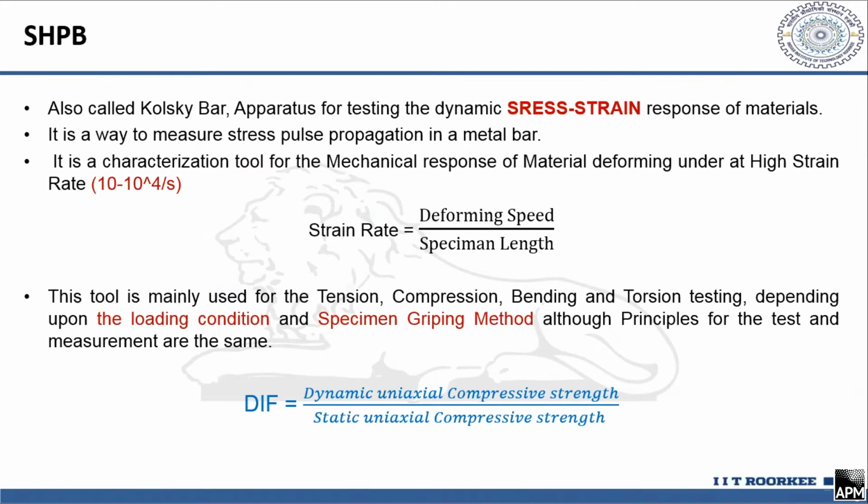Here the strain rate can also be explained as the ratio of the deforming speed of the specimen divided by the specimen length. This tool is mainly used for tension, compression, bending, and torsion testing, depending upon the loading condition and the specimen gripping method, although the principles for the test measurement are the same. Here the parameter that we will calculate is the DIF. DIF is called the dynamic increase factor, which is the ratio of dynamic uniaxial compressive strength to the static uniaxial compressive strength.